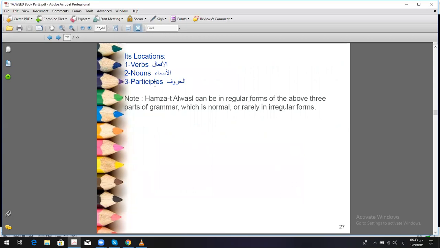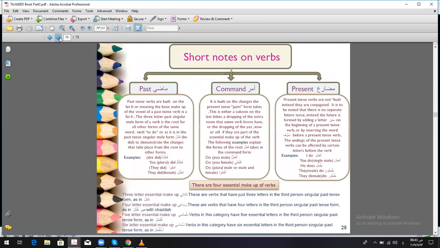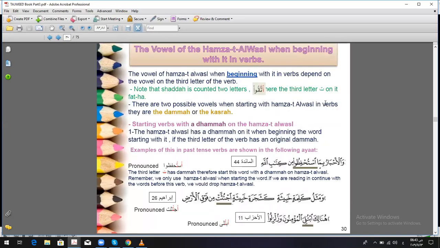Its location: verb, noun, participles. After this, we know what we mean by verb: ماضي, أمر, مضارع, past, command, and present.